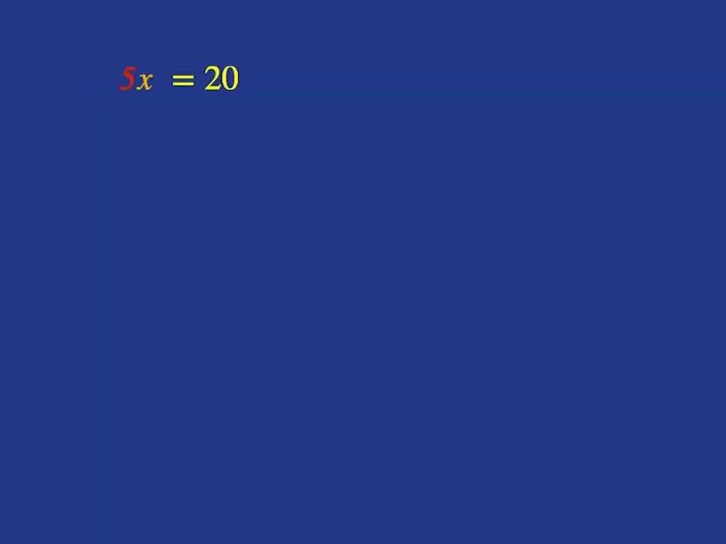If we have a look at another one, like 5x is equal to 20. Again, let's think about what we're doing to x. x multiplied by 5 is giving us 20. Remember, when we write 5x, it just means 5 times x. We want to solve the equation. That means we want to get x on its own.